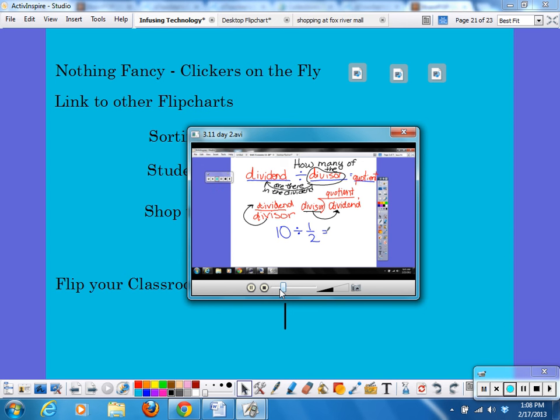Nicole, I'm going to give you 20. Now, some of your brains are saying, that seems really weird. Not if you stop and think about what this means. How many halves are there in 10? I was saying money, so how many 50?